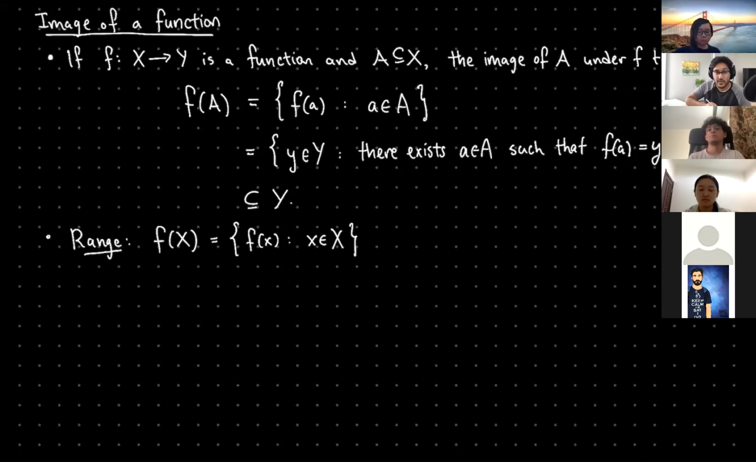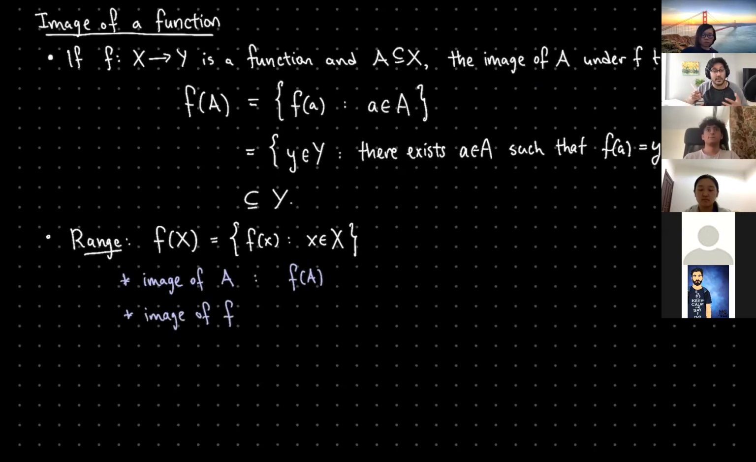So image and range are different. If I say the image of A, that's one thing. If I just say the image of F, usually that means range. So that's a quirk of the terminology. Image of a set A refers to f of A. If I say image of F, I didn't specify A, so what mathematicians mean is all of X. So image of F would be the same as the range of F, which is the same as just f of capital X, okay?